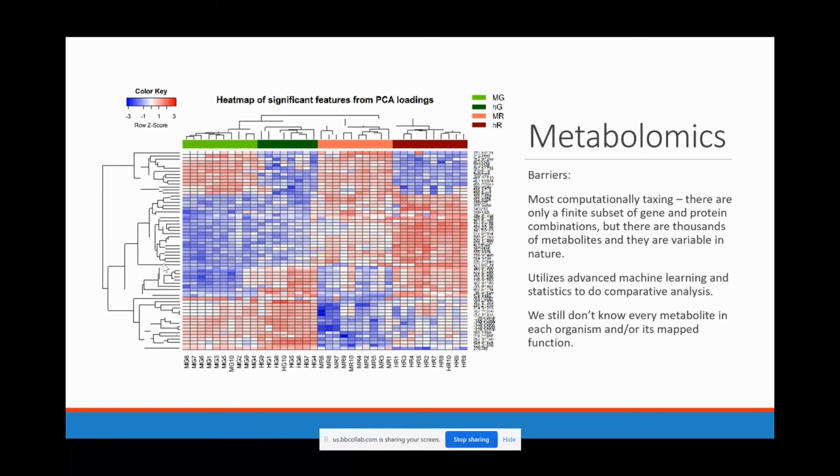Also, we still don't know every metabolite from each organism. We know the whole genome in a human, but we don't know every single small molecule that humans utilize. We also don't just not know every metabolite. There could also be mapped out functions for metabolites we don't know. So we know that we use tyrosine, but we might not know every single pathway tyrosine is involved in.